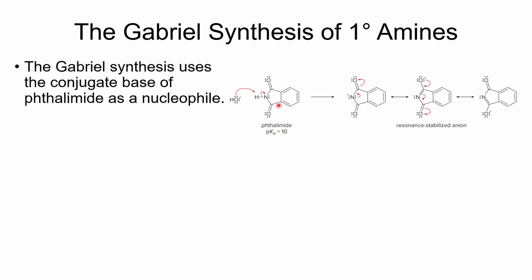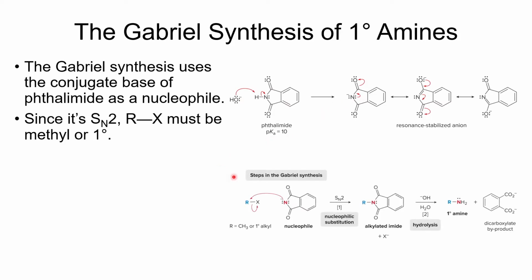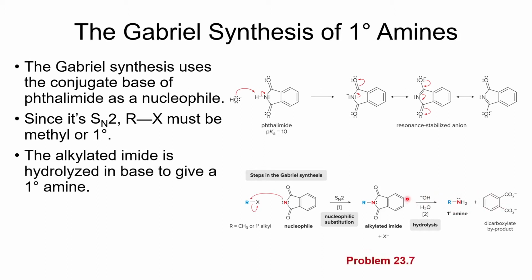So if we take this and treat a primary alkyl halide with it, we can do alkylation of that nitrogen. When we do alkylation of that nitrogen, we will get an alkylated imide. That alkylated imide, we can then do a base hydrolysis with, and we will get the primary amine. This is an effective method for making primary amines.